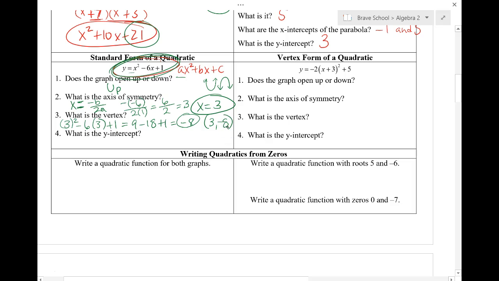Okay? What's the y-intercept? Well, we just go back to the original equation, and remember c tells us our y-intercept. So the y-intercept is just 1. Okay? Now I'll have you answer a question off to the right.